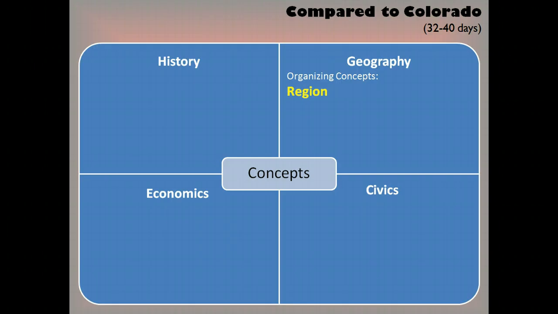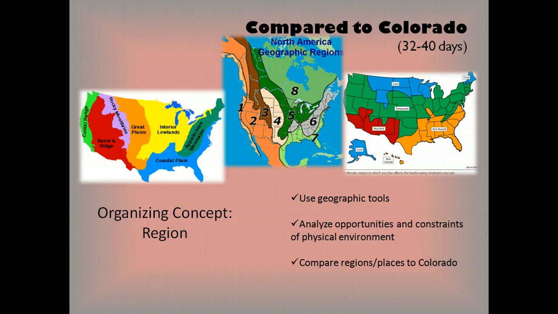In the final unit of study, students deepen their understanding of region, a geography concept. Students engage in a geography study where they learn about our nation and all of its unique regions. While learning about new locations in our country, students make sense of this expanded national view by comparing these regions to Colorado, since Colorado is what they know best. To guide students toward the unit's understandings, students will use geographic tools, analyze opportunities and constraints of different physical environments, and compare regions or places back to Colorado.